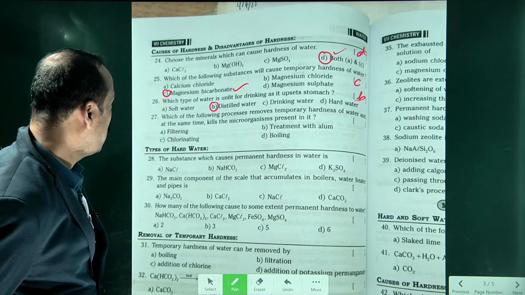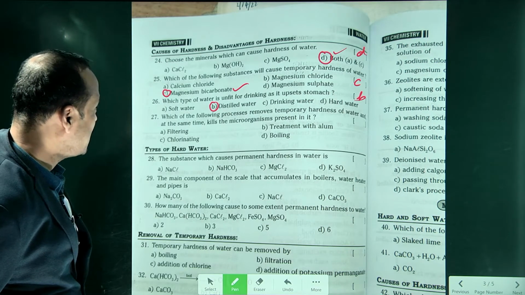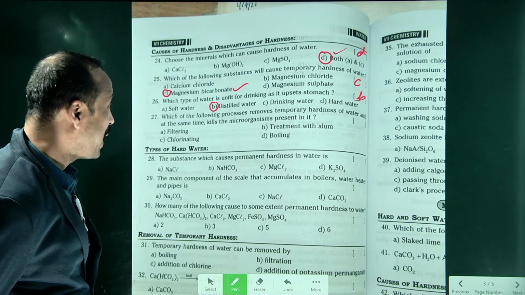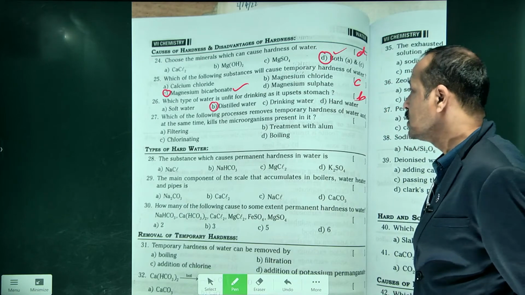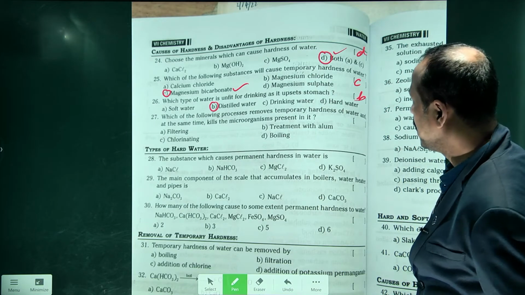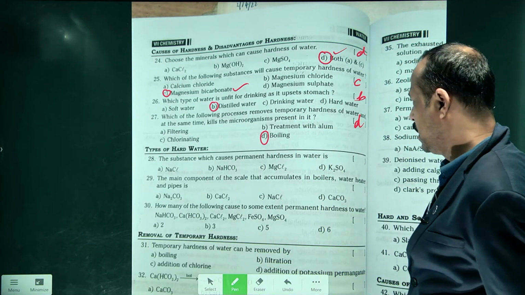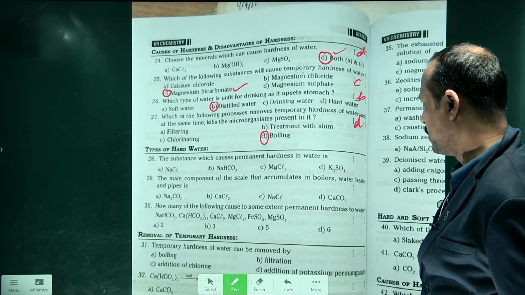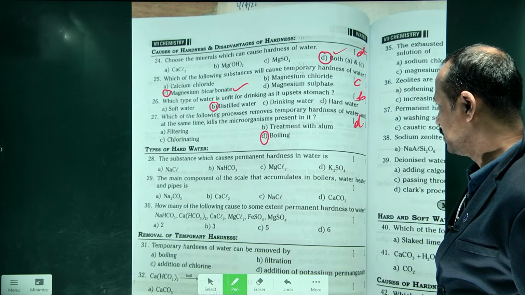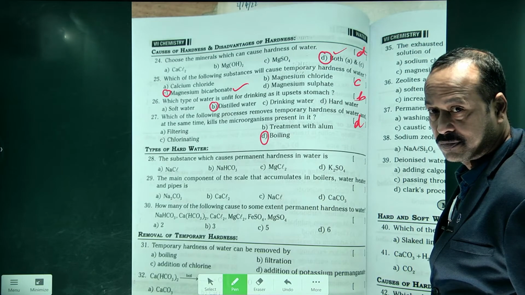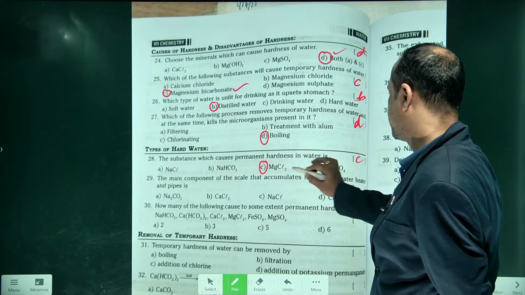Now, which of the following processes remove temporary hardness of water and at the same time kill the microorganisms present in it? Boiling, sir. By boiling. Very good. D is the right answer. Okay. Next, types of hardness of water. The substance which causes permanent hardness of water is. Sir, magnesium chloride. Very good. C is the right answer.